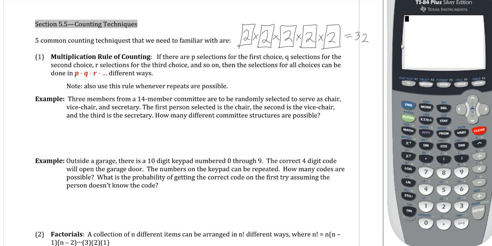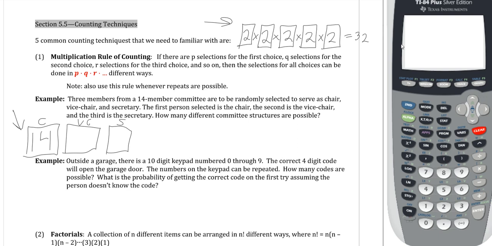So let's go into a couple examples of this. I always like to do this with boxes, by the way. It's a nice way to start. 3 members from a 14-member committee are to be randomly selected to serve as chair, vice chair, and secretary. So we have 3 different positions to fill: chair, vice chair, and secretary. The first person selected is chair, second is vice chair, third is the secretary, and how many different committee structures are possible? Well, for the chairperson, we have 14 different people we could select.